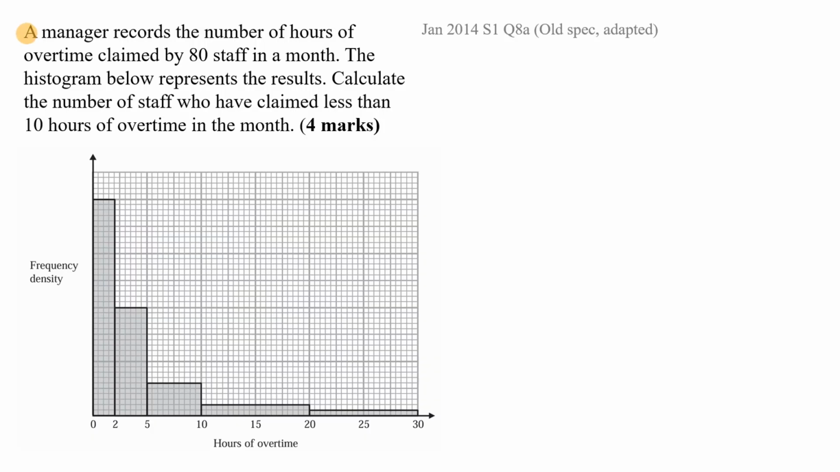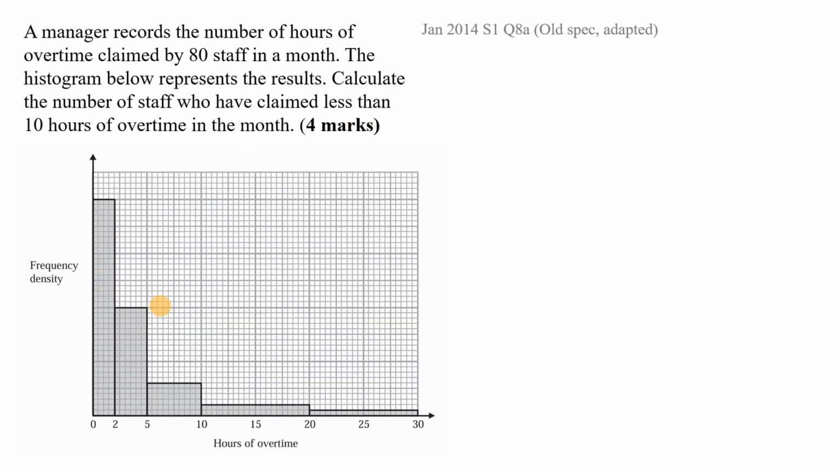So for this question here, we're told a manager records the number of hours of overtime claimed by 80 staff in a month, and the histogram below represents the results. And we need to calculate the number of staff who have claimed less than 10 hours of overtime in the month for 4 marks. And we have this histogram here.